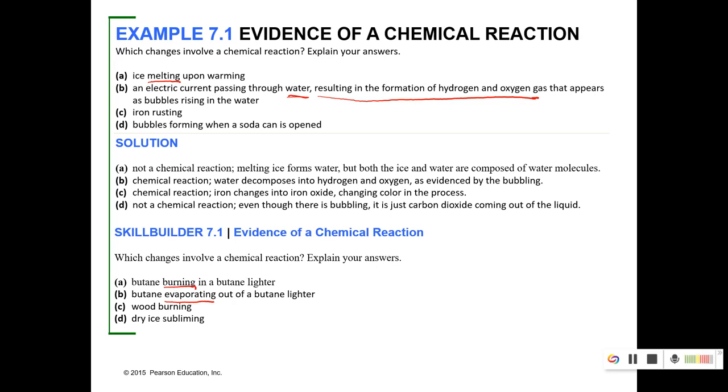Wood burning, again, you need to think about, can I get it back? No, once I've burned wood, it's gone. It's now ashes, or it's gone. Okay, it definitely changed, it color changed, even if it didn't turn into ash, things like that. Dry ice subliming, that is from solid to gas directly. That is a physical change, not a chemical change.